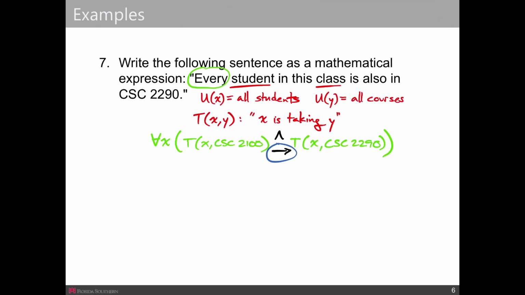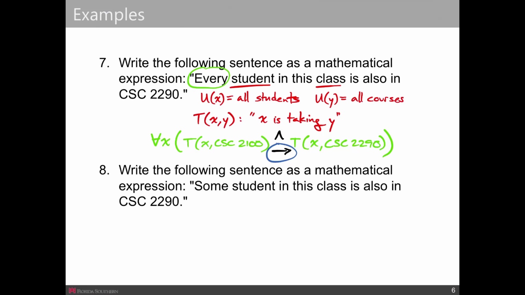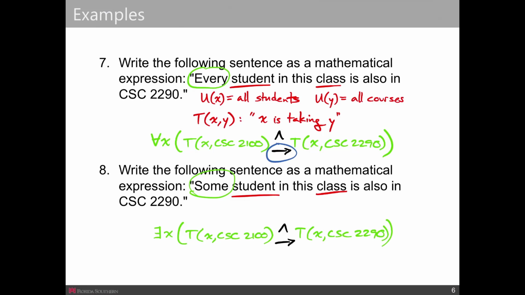Now, with that in mind, let's try this very similar but distinctly different translation. Suppose we have this statement: some student in this class is also in CSC 2290. That keyword "some" should clue you in that we're going to talk about an existential quantifier here on x. I'm using the same variables as before, x, y, and the predicate t. So some student will be taking CSC 2100. I'm going to skip the operator for a moment, but for that same student, we need to know something about whether they're taking 2290. So now I will ask again, should this be a conjunction or a conditional?